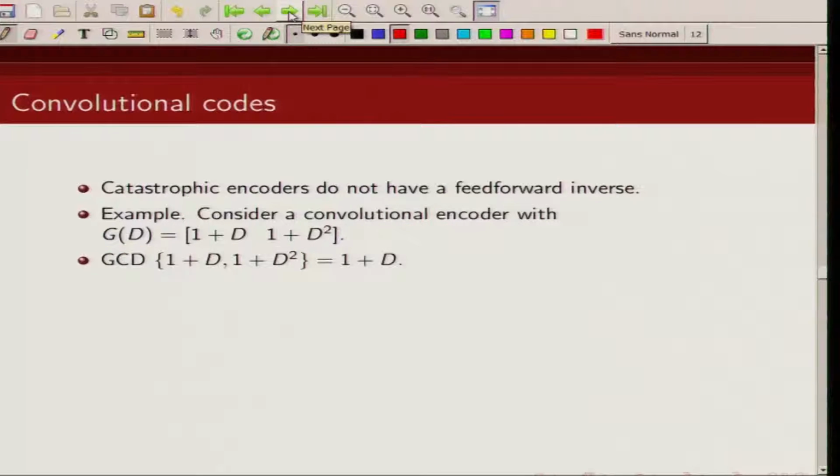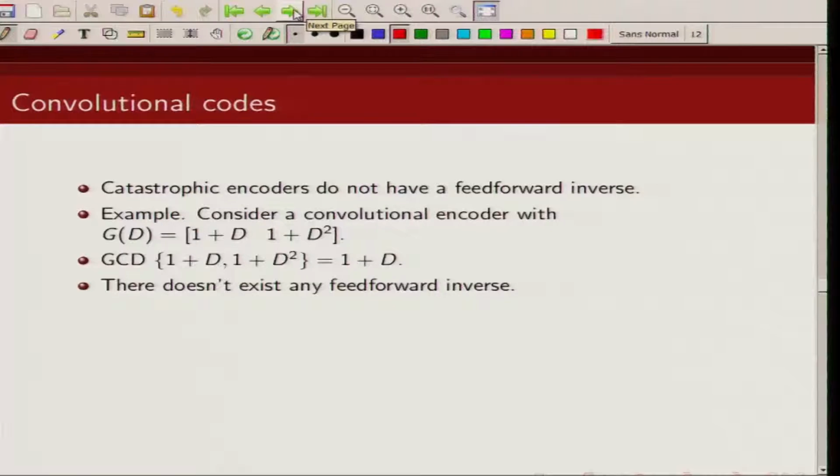Now, the first thing that we check is the greatest common divisor among G0 and G1. As it turned out, in this case the greatest common divisor is 1 plus d, so that is not the same as d to the power L for some L greater than or equal to 0. So, that means for this generator matrix we do not have any feed forward encoder inverse. There does not exist any feed forward inverse for this particular convolutional code with the generator matrix given by this.